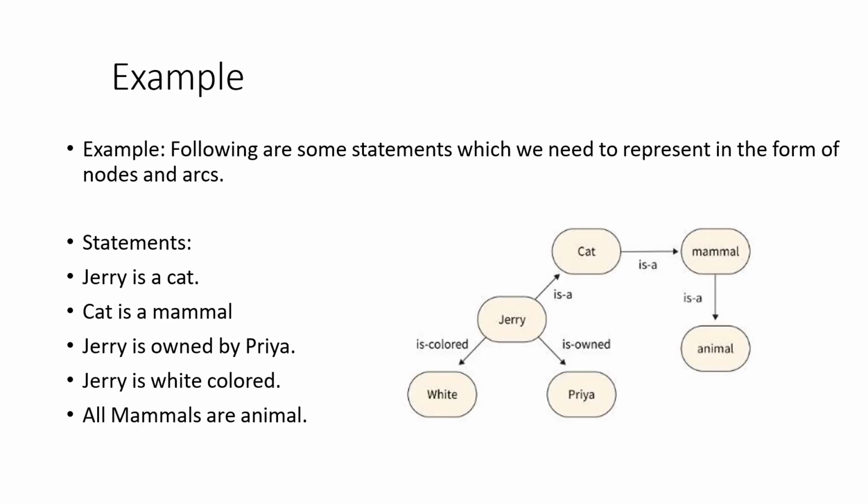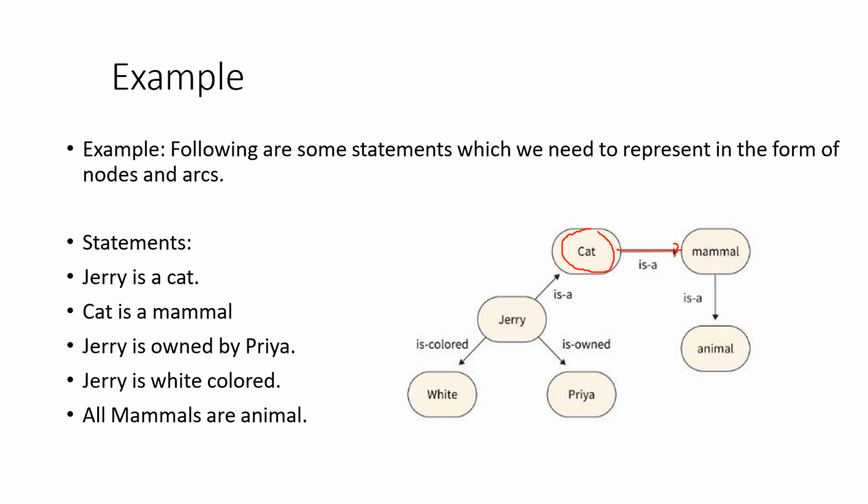So here we can see the example. Each node represents an object, concept or entity, and the arc or link represents a relationship like is-a, has, owned by, and so on. Here a few sentences are given: Jerry is a cat, cat is a mammal, Jerry is owned by Priya, Jerry is white colored, all mammals are animals. Now we can convert this into a semantic representation.